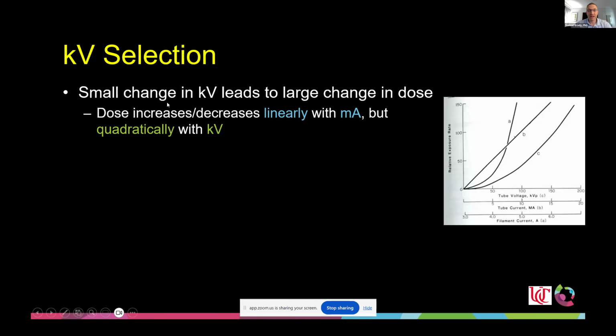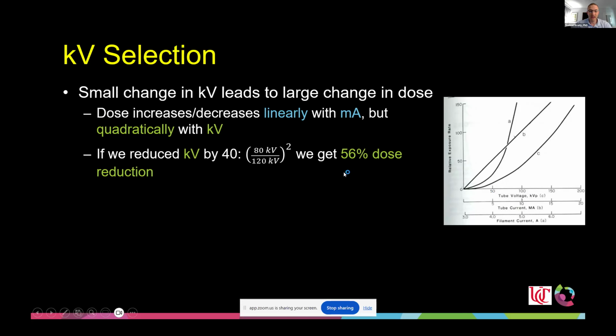Now, small changes in KV lead to very large changes in radiation dose. And this is because, as you may recall from way back in school, when we change MA, or the radiation output, it changes linearly, as you see here with this curve B. But when we change KV, it changes quadratically. So it changes quicker as a function of KV.